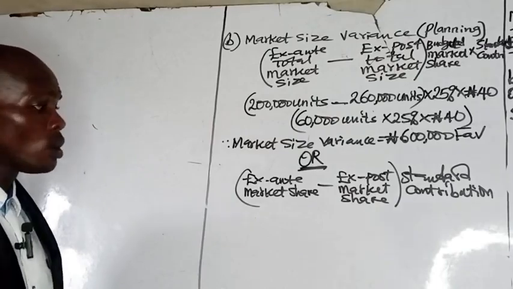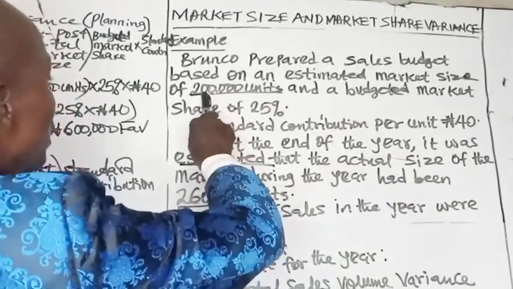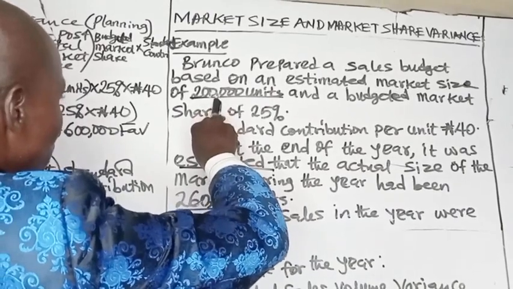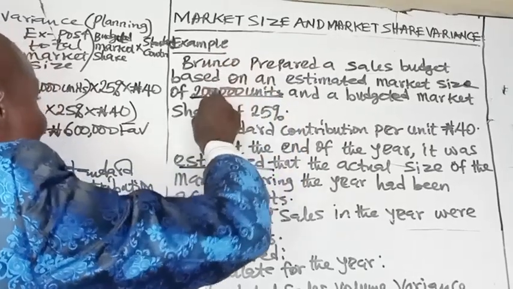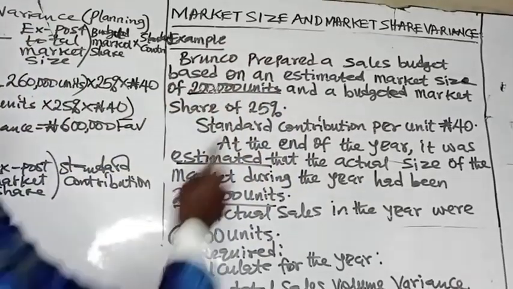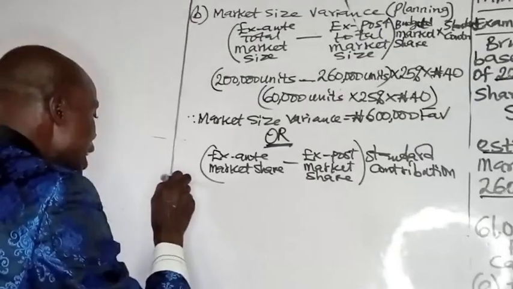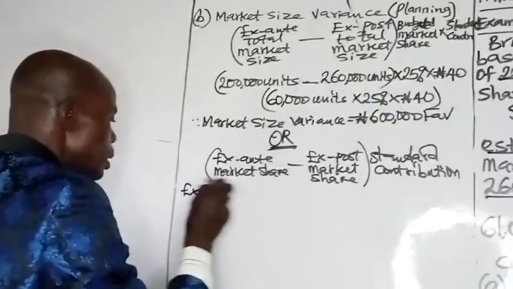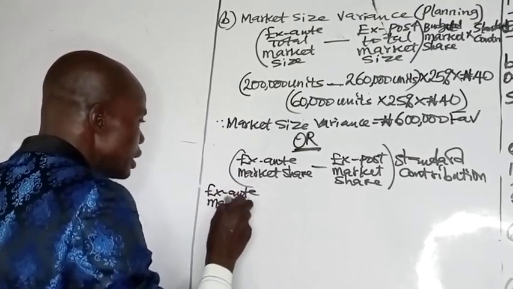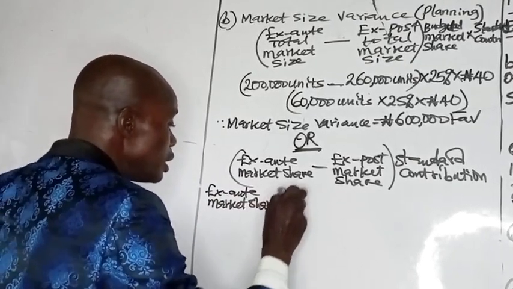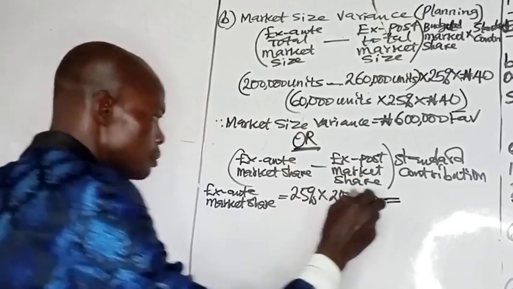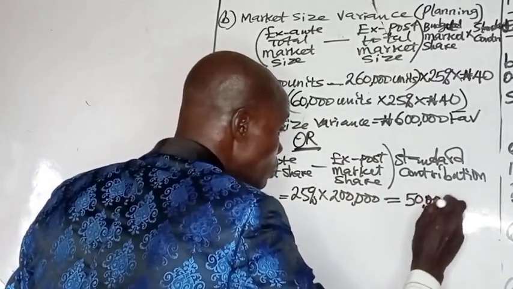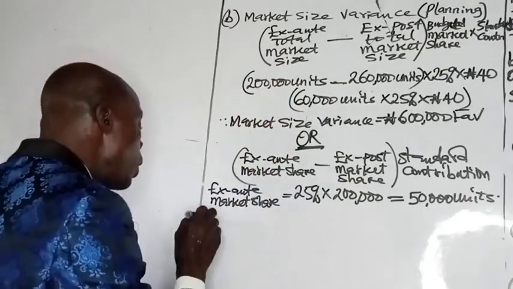Back to the question. What is the ex-ante market share? The budgeted market size is 200,000 units. So ex-ante will be 25% of 200,000 units, since this is the initial target. So ex-ante market share will be 25% of 200,000 units, which gives us 50,000 units.